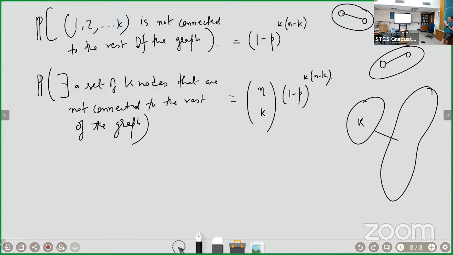But how many possible choices of k do I need to check? Should I check k from 1 to n, or is something smaller okay? n by 2 is enough, by symmetry. It won't matter. So in the worst case, I can take a union bound. If I take a union bound and sum these probabilities from k going from 1 to n by 2, what do I get? Do I get what I want? Just stare at it for a while. And remember, p is log n by n times lambda.